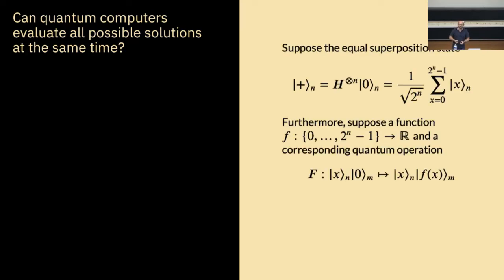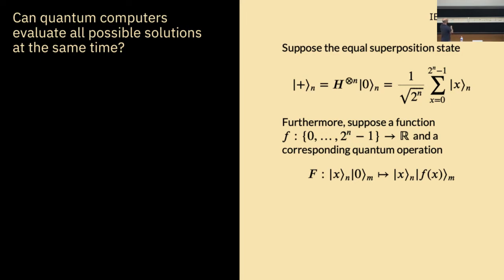All right, so I'd like to use this example of Grover also to address one of these common misconceptions that you probably have heard and probably know that it doesn't make sense. The question is, can quantum computers evaluate all possible solutions at the same time? That's what you read in the media all the time. And let's look at this example.